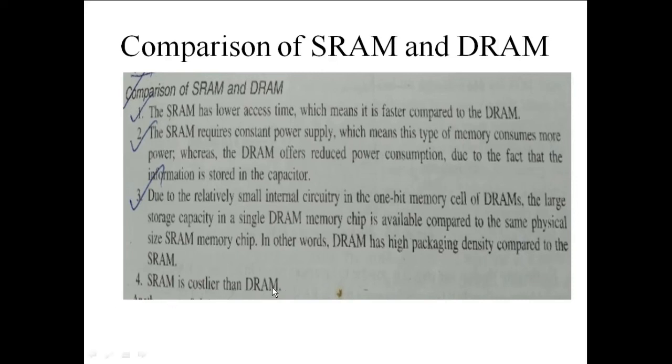So the cost of the 4 components is obviously much more than the 2 components in the DRAM, 1 transistor and 1 capacitor, whereas the SRAM is constructed with 2 transistors as well as 2 NOT gates. So the cost of the SRAM is higher than the DRAM.